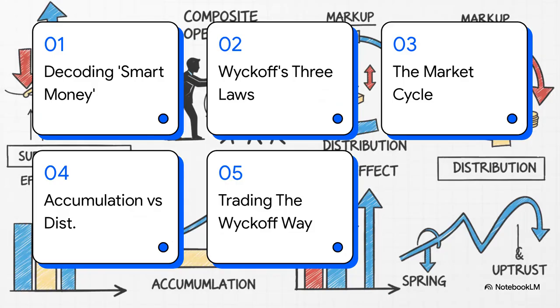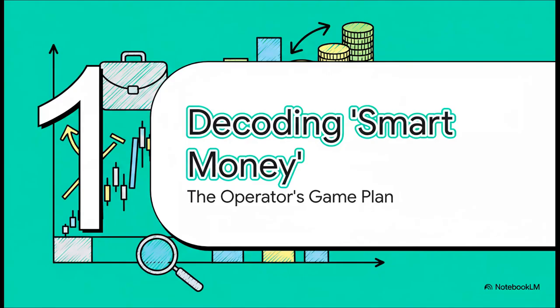All right, here's our game plan. First, we're going to decode this smart money. Then we'll get into Wyckoff's 3 foundational laws and the market cycle they create. After that, we're going to get super practical and learn how to spot the key phases of accumulation and distribution. And we'll wrap it all up with a 5-step approach to actually trading this stuff. Let's dive in. First up, let's crack the code on the smart money.